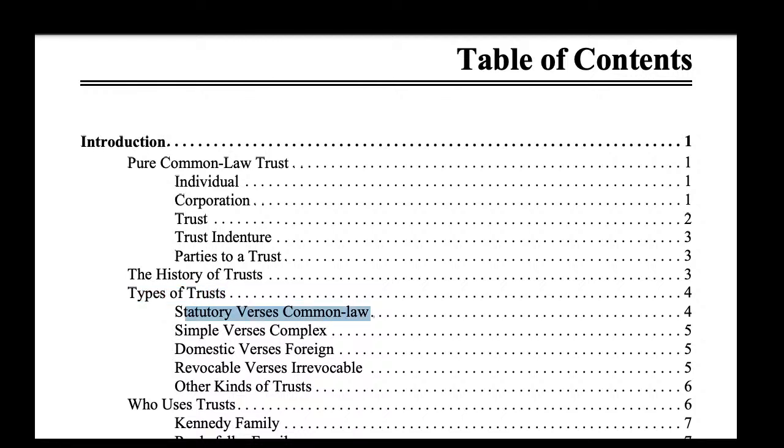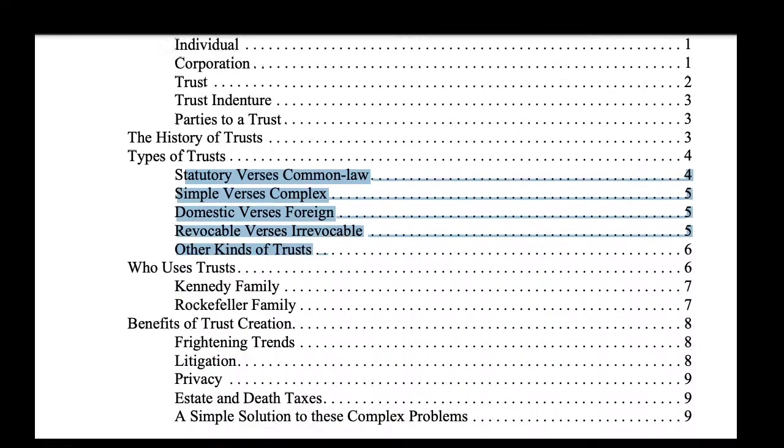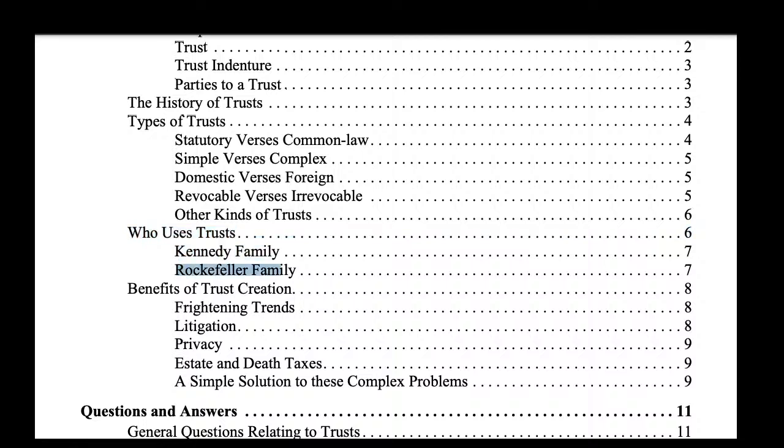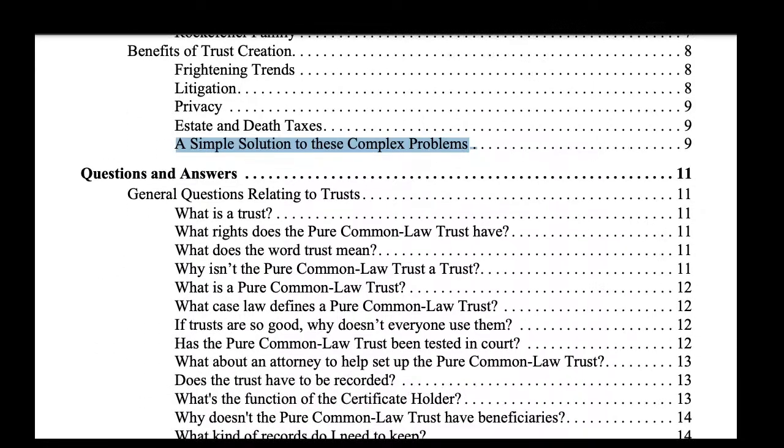Statutory versus common law trust, simple versus complex, domestic versus foreign, revocable versus irrevocable, and other kinds of trusts. And we've been going over these in the trust series that's on the playlist for the channel. Who uses trusts? Well, the Kennedy family and the Rockefeller family use trusts, evidently. Benefits of trust creation: frightening trends, litigation, privacy, estate and death taxes, and a simple solution to these complex problems. And then we'll have some questions and answers.